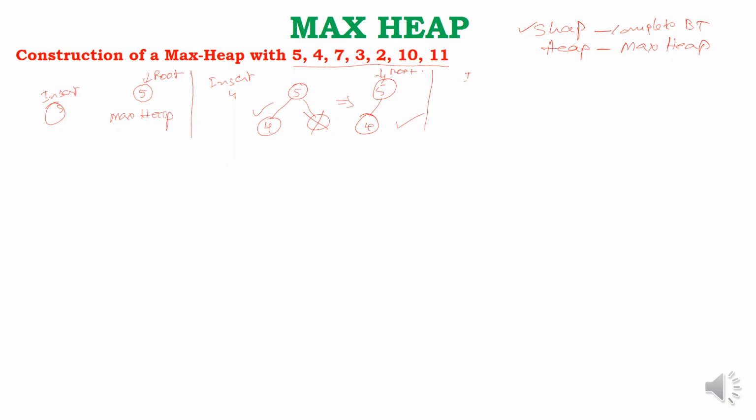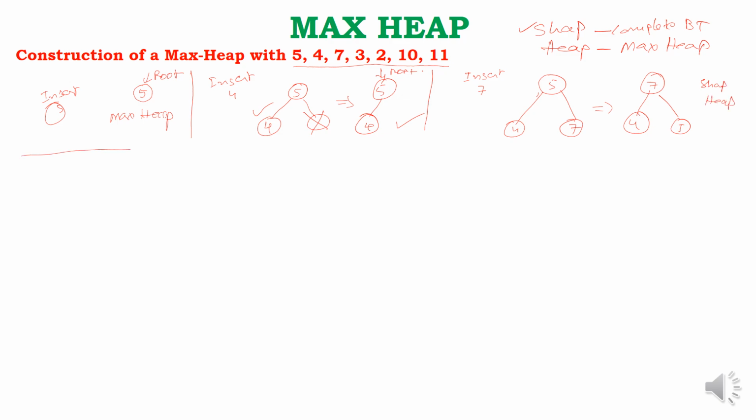Again insert the next value. Insert 7. Now root is 5, left is 4, and 7 is inserted as its right. It is a complete binary tree, so it satisfies shape property. What about heap property? Heap property means max heap property. Parent should be greater than children. Here the parent is less than the child. So if you identify parent is less than child, interchange them. So interchange: 7 is root value, 4 is left and 5 is right. Now it satisfies shape property and heap property.